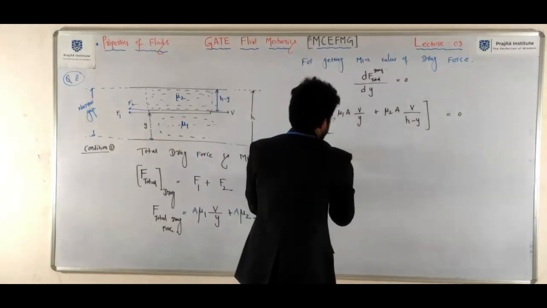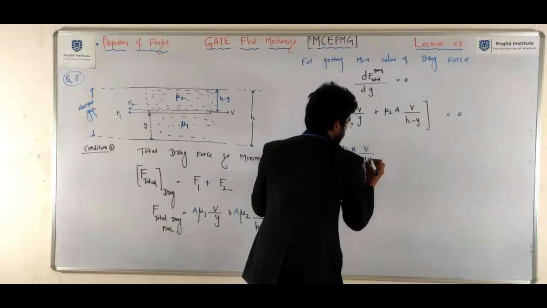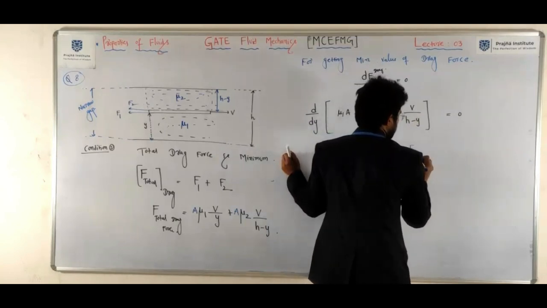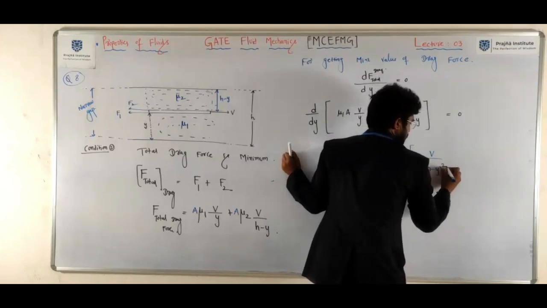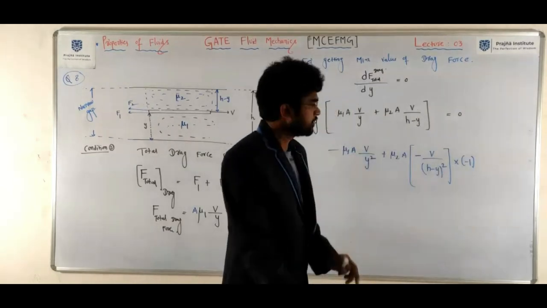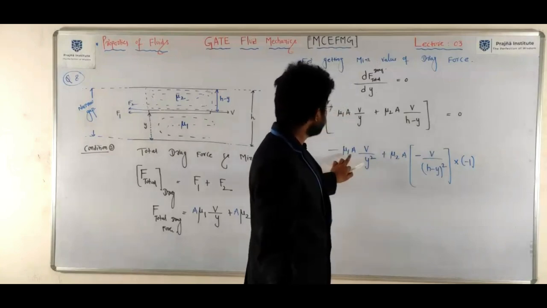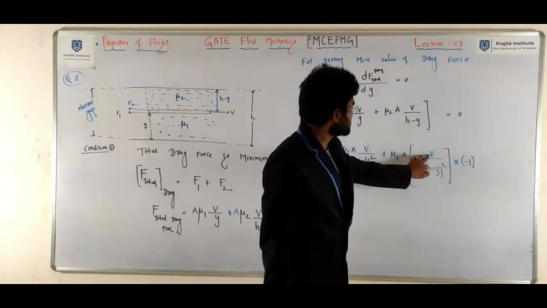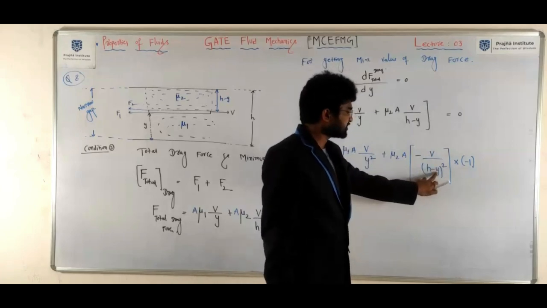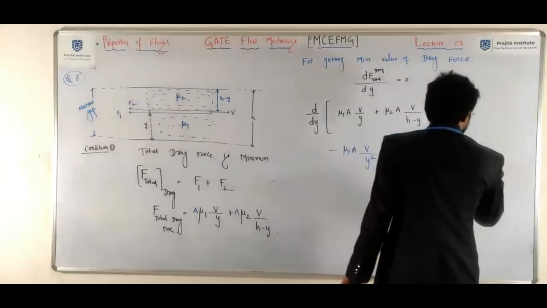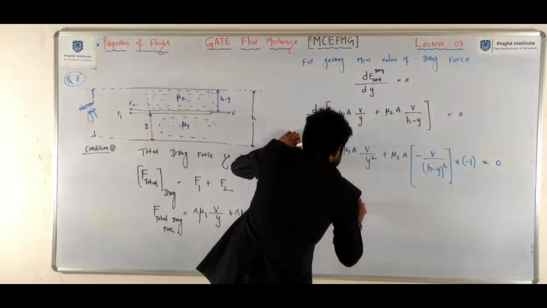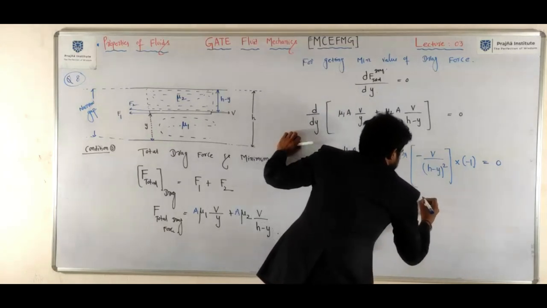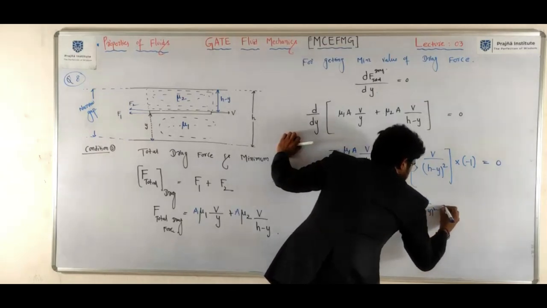Now see here, minus mu 1 into A V by y square. Next, here what you will get, tell me, mu 2 into A, here minus V by h minus y whole square into minus 1. Okay, that is the differentiation. So first mu 1 into A V, minus 1 by y square, you will get it plus mu 2 into A, here minus V by h minus y whole square, and again differentiation of h minus y, you will get minus 1, equal to 0. Now minus mu 1 into A V by y square plus mu 2 into A V by h minus y whole square equal to 0.